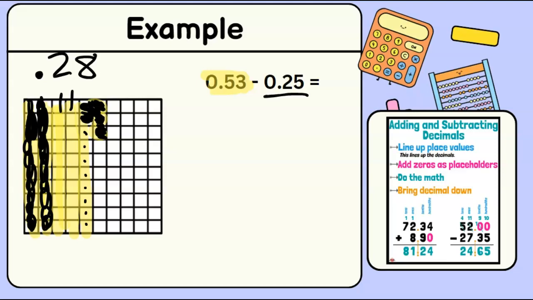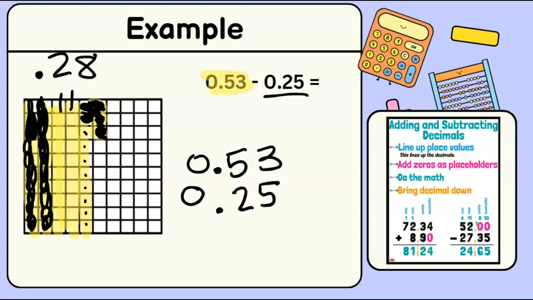Now let's do the math. Let's stack them and see if we get the same answer. I'm going to start by placing my first number on top, 0.53. I'm going to line up my place value, put my decimal, that 2 and the 5 on this side, and the 0 on this side. I'm then going to subtract them like I would any number. So I'll start with my 5.